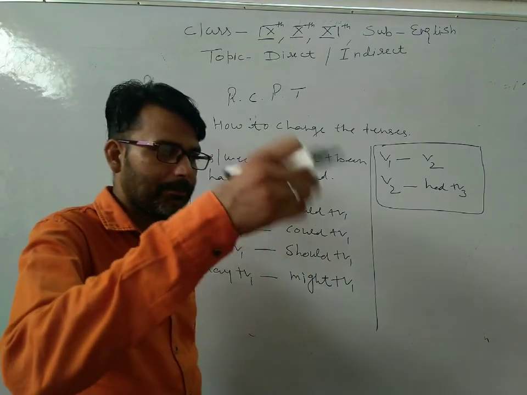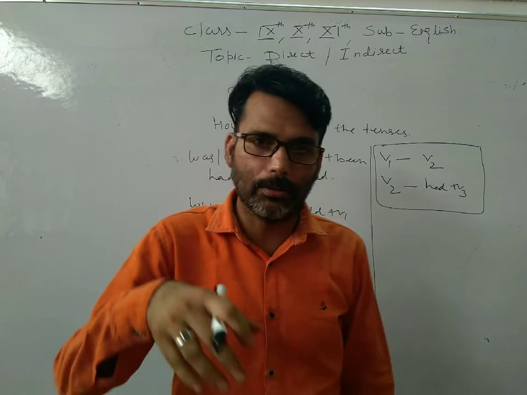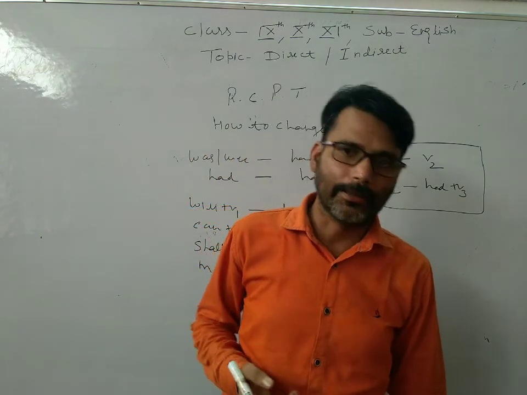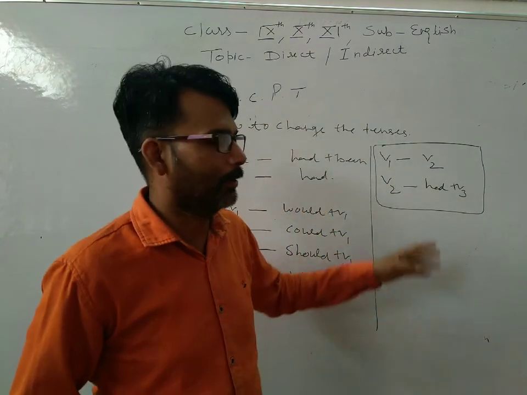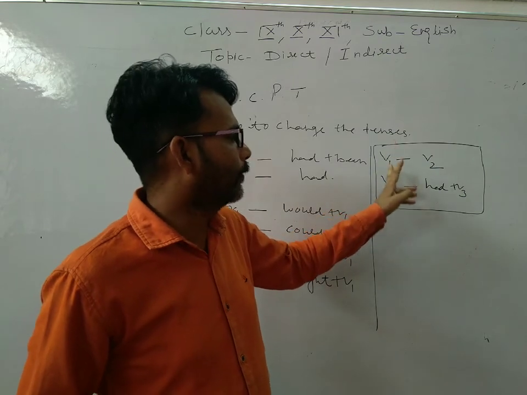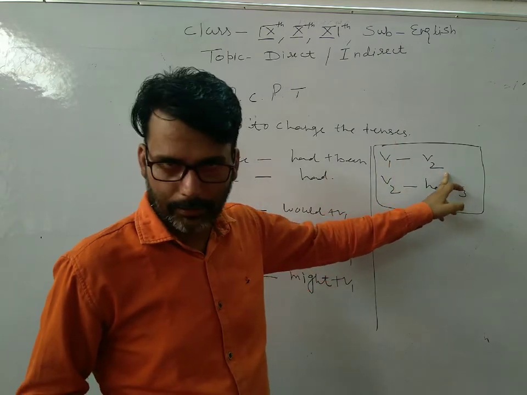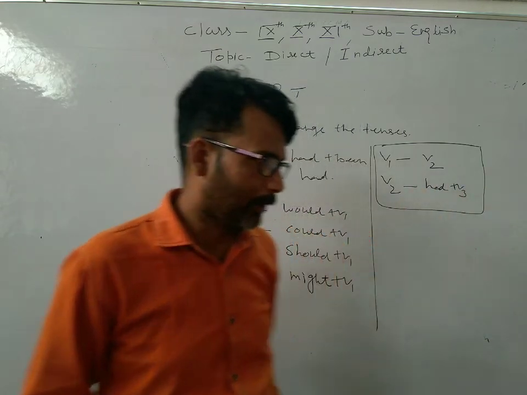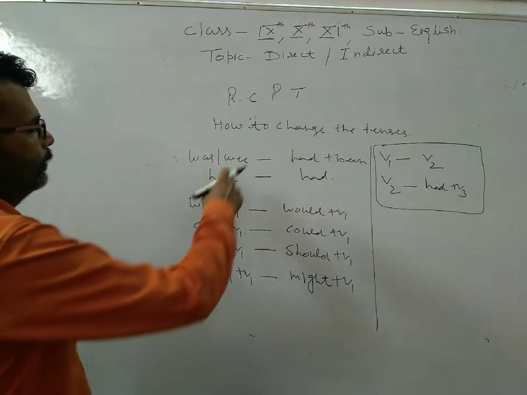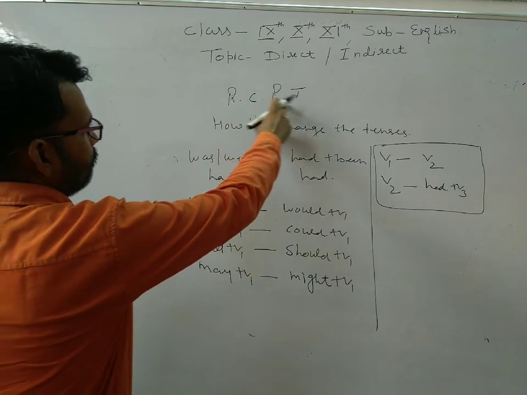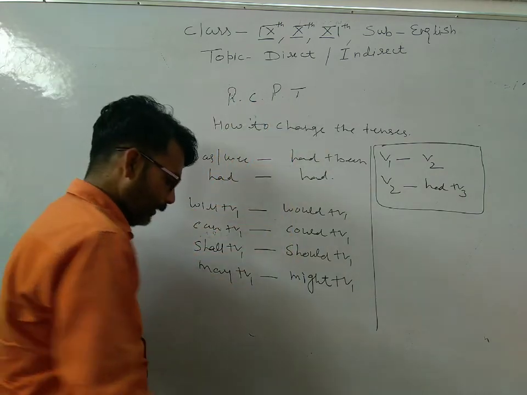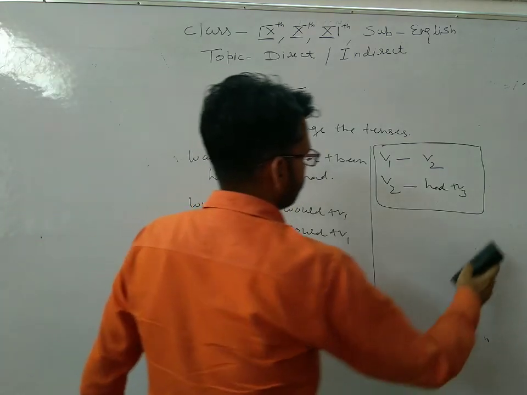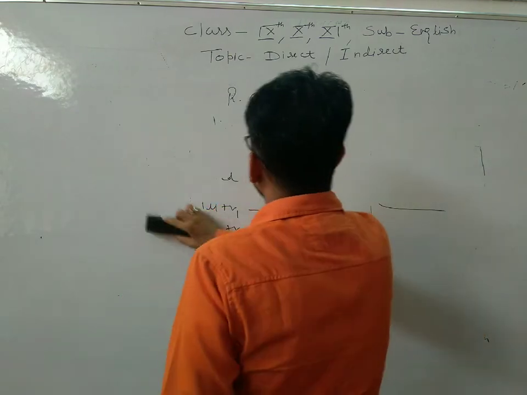So if we summarize all the rules of the tenses, we will find that you are just changing the first form of the verb into the second form and the second form of the verb into had plus V3. So this is according to the rules of the narrations. Then there are some other rules also.